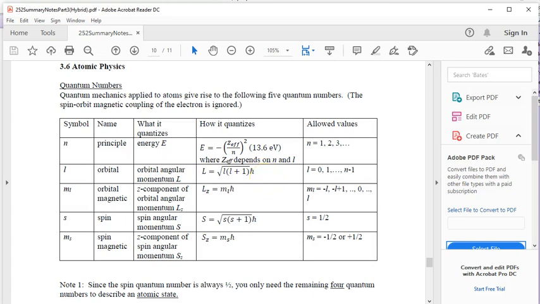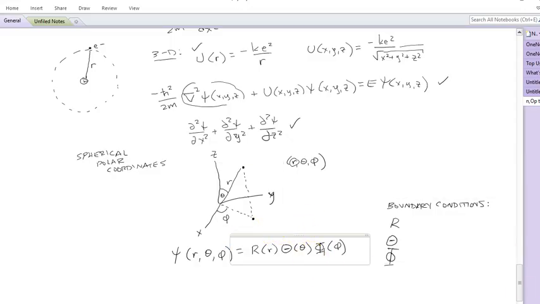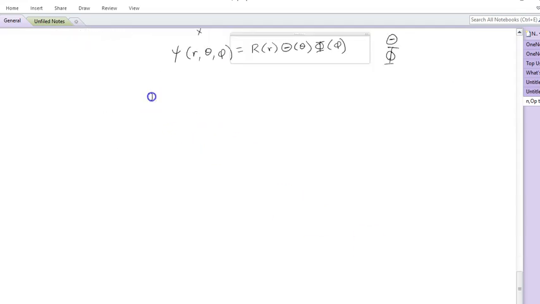Okay, so let me go back to the notebook and I'll jot that down. Bohr's result was that L was n times h bar, n times h over 2 pi. This is Bohr's result, and this is not quite correct. The actual quantum mechanics result is that the size of L is the square root of script l, little l times little l plus 1, that's underneath the radical sign, and then you multiply by h bar.